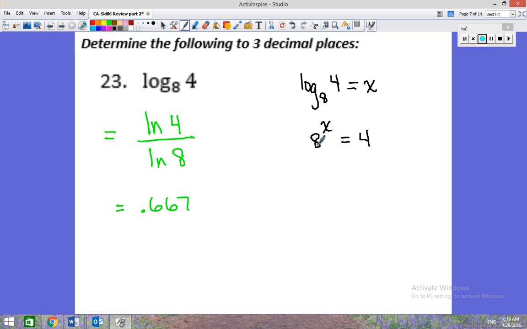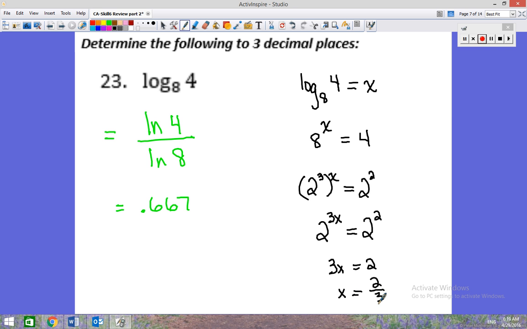Well, I notice that I can write each of these with base 2. 8 is the same thing as 2 cubed. 4 is the same thing as 2 squared. When you have a power raised to a power, you multiply the exponents, and 3 times x is just written as 3x. So if the numbers are the same and the bases are the same, then because this is a one-to-one function, the exponents must be the same. Divide by 3, we get 2/3, which is the repeating decimal 0.6, and to 3 decimals is 0.667.